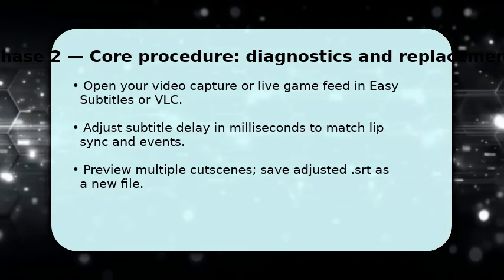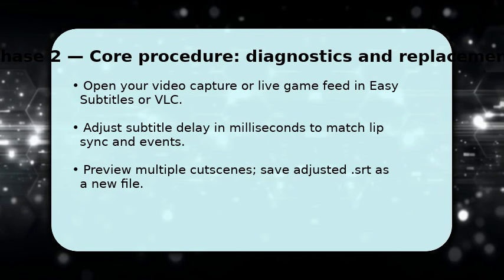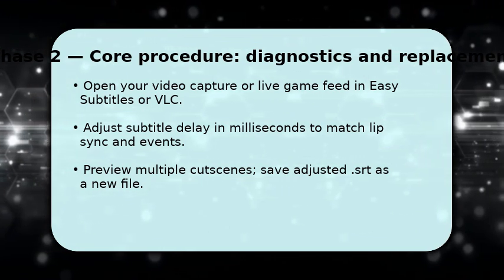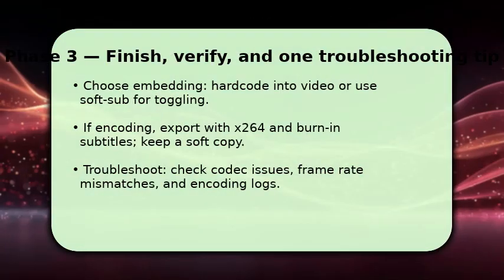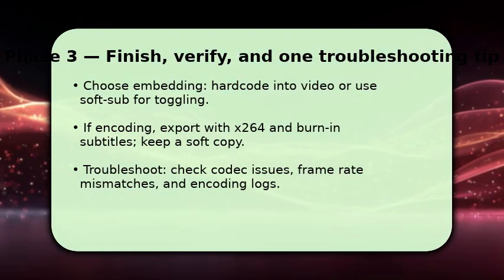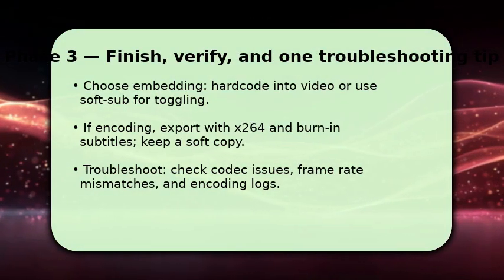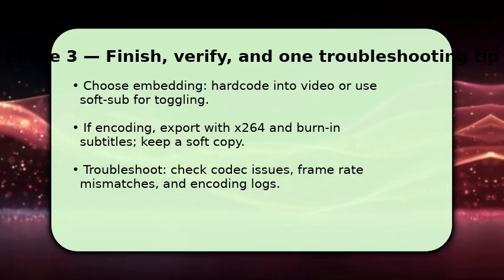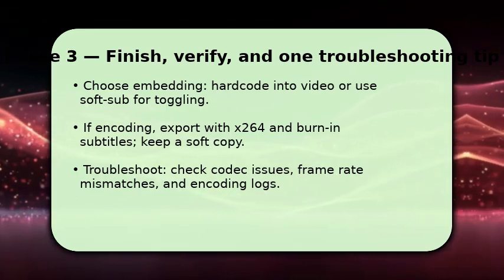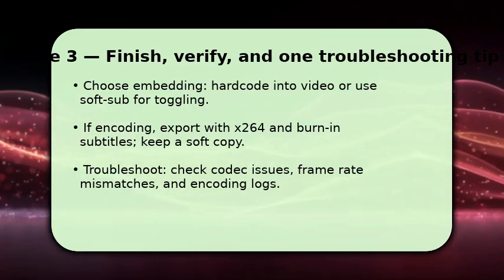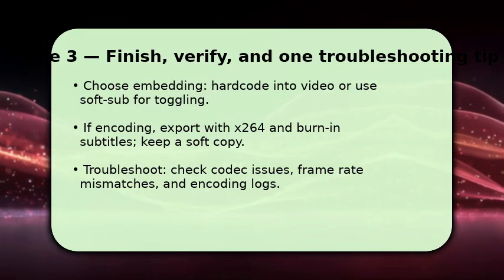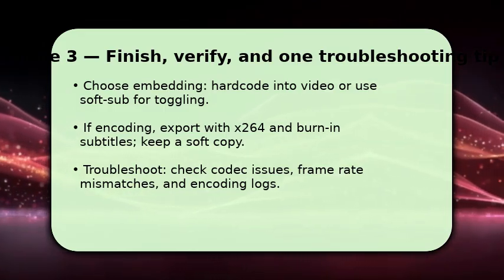You decide whether to hardcode subtitles into the final video or keep them as a soft sub track you can toggle. For hardcoding, export using a reliable encoder like X264 and enable burn-in. This guarantees visibility on all platforms. For soft sub, mux the SRT into the container with tools like MKVToolNix so players can turn it on or off. If things go wrong, check frame rate mismatches and encoding log.